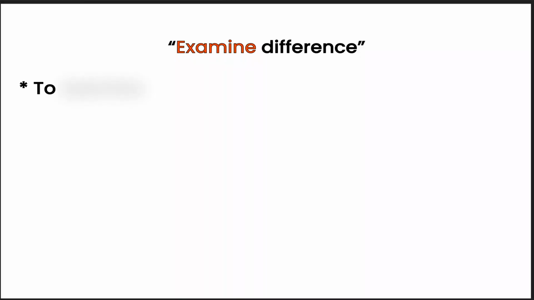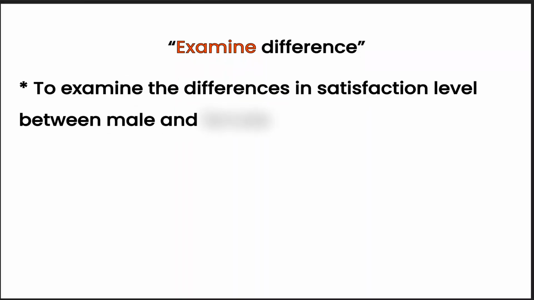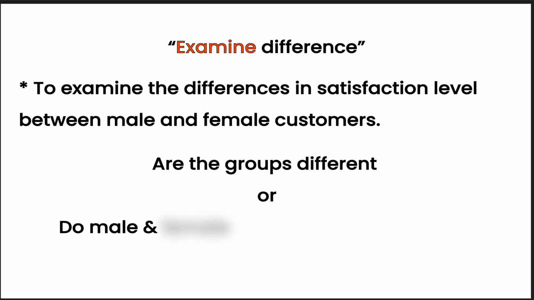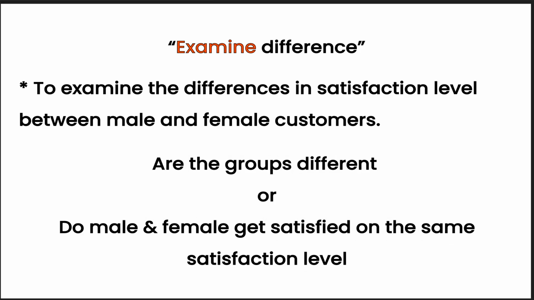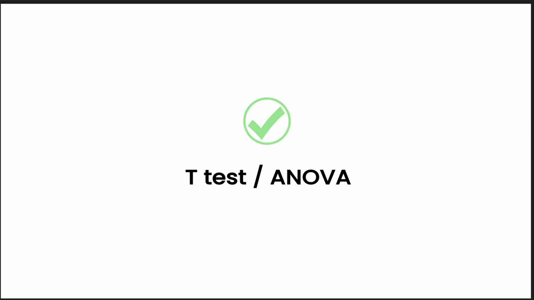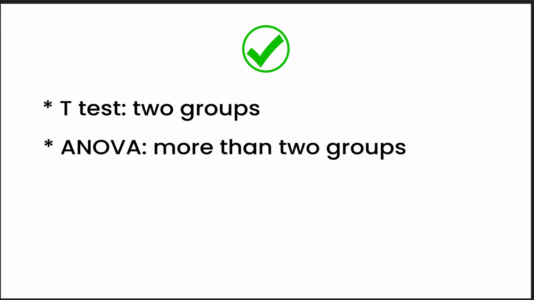The last use of examine in research objective is to examine the differences. If you have a research objective that states to examine the differences in satisfaction level between male and female customers, you want to know, are the groups different or do male and female customers get satisfied on the same level? So this is where you use a t-test or an ANOVA table. You use an ANOVA table if you have multiple groups that are greater than 2. So for this type of objective, you will be using a t-test since your groups are just 2, meaning male and female.